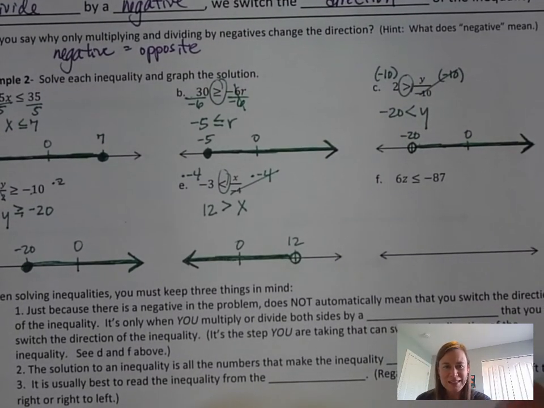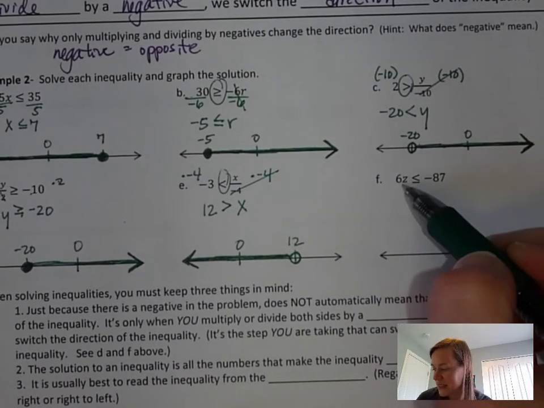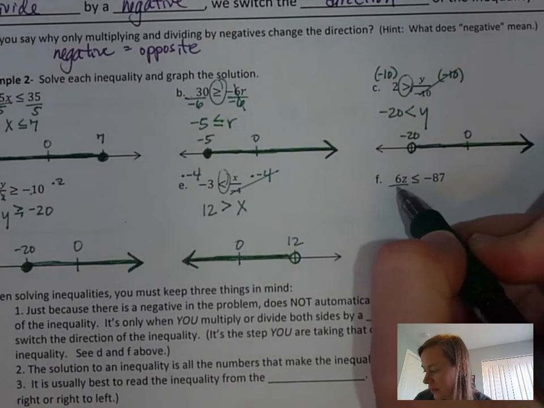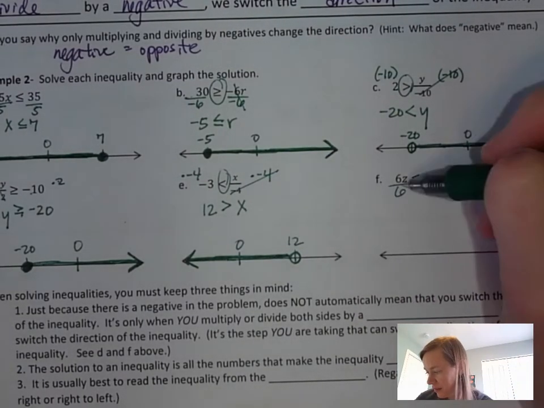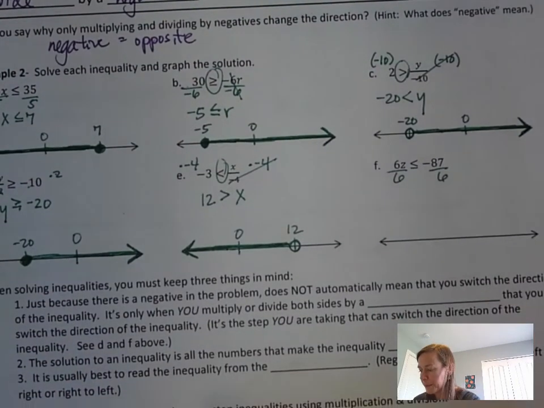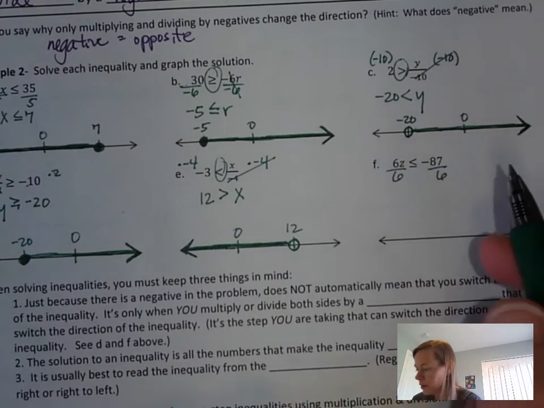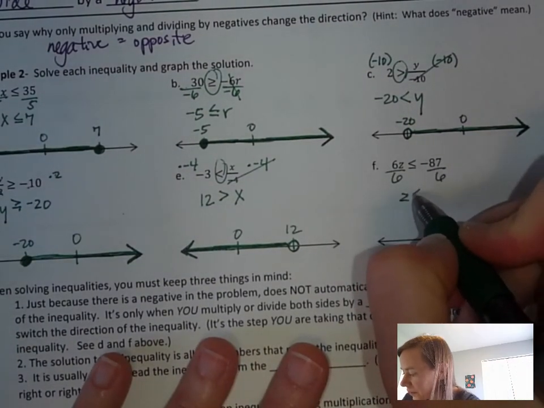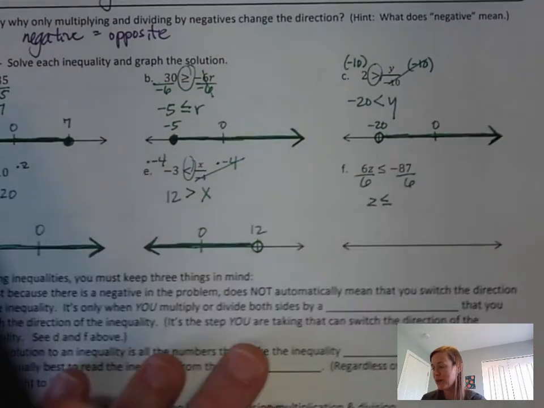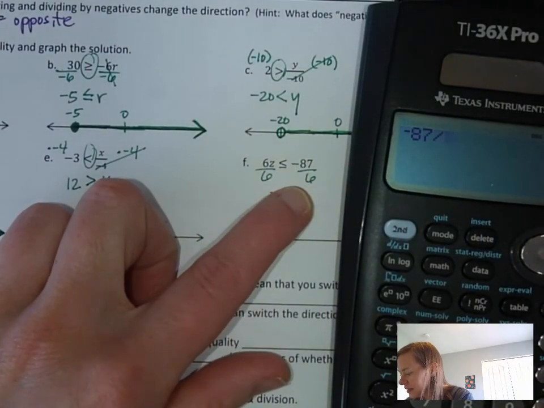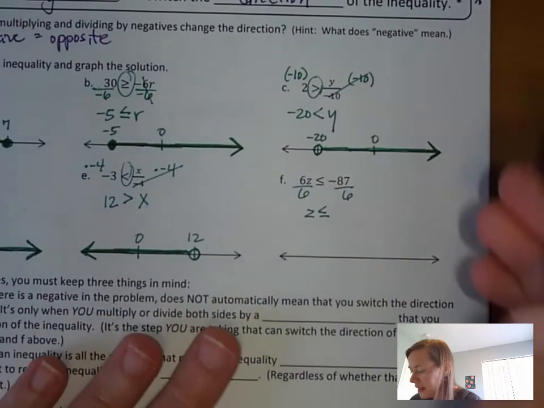All right, last example here. We've got F. It says 6z is less than or equal to negative 87. Let's divide both sides by 6 to get rid of that number in front of the variable. We're just dividing by a positive, so do we need to flip the sign? Nope. We're going to be left with z less than or equal to, I don't know what. Let's use our calculator and find out. Negative 87 divided by 6 is going to be negative 14.5.